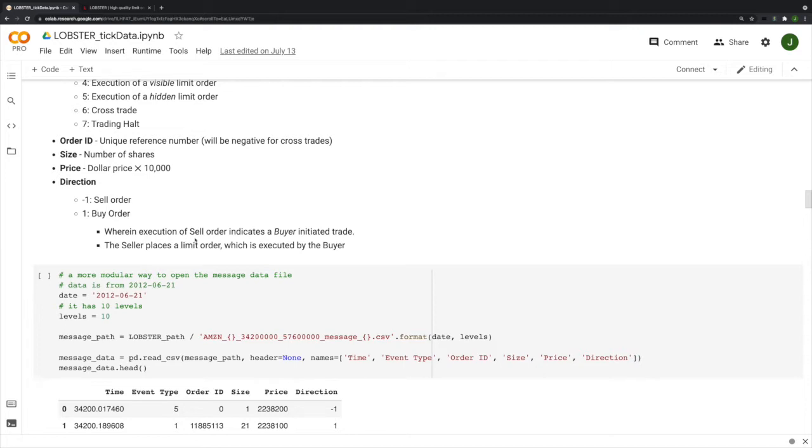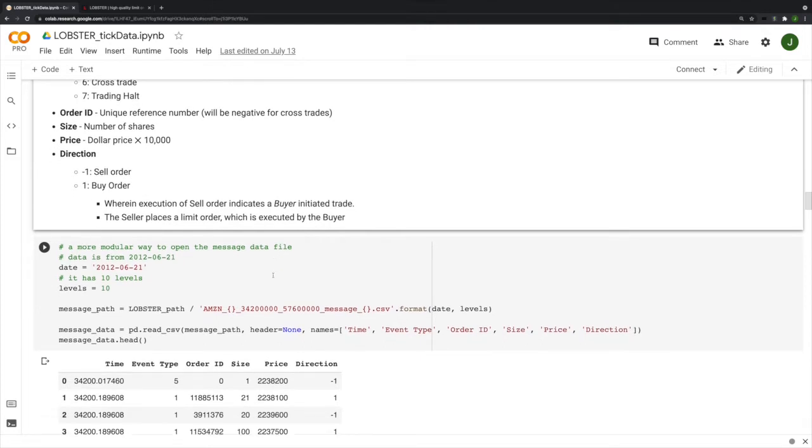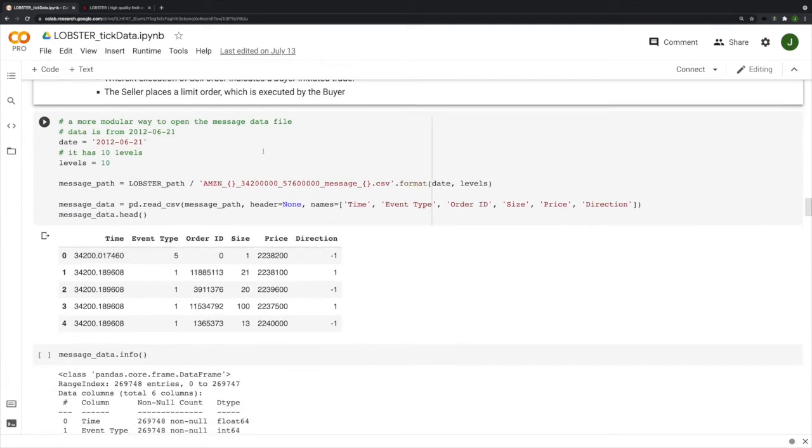So a market maker would place a limit order. It doesn't have to be a market maker. Somebody, though, is placing a limit order where they want to sell at a certain price. And then when a buyer comes and says, I want to buy that from you at that price, that is what initiates the sell order. So that initiated the opposite. A sell order is initiated when a buyer decides to buy, and a buy order is initiated when a seller decides to sell. I know it's weird and confusing, but I don't know how else you would possibly simplify that. So we're going to open the message data file.